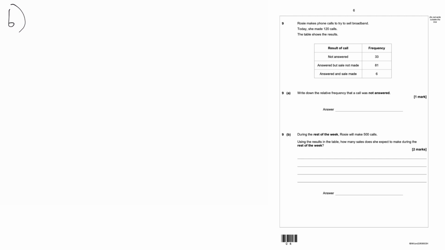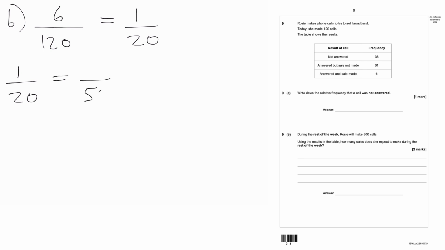The key to this is the table above. So we can see that for every 120 calls she makes, she produces or makes 6 sales. So 6 out of every 120 calls result in a sale. This can be simplified to 1 in every 20 calls. So what we want to know now is, if 1 in every 20 calls results in a sale, then for every 500 calls, how many sales will she make?